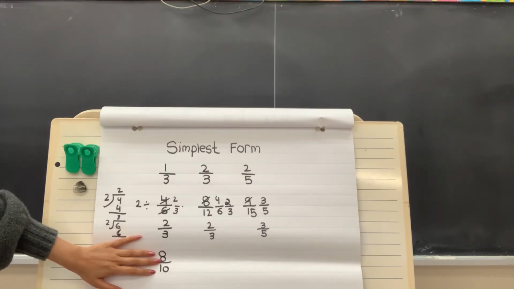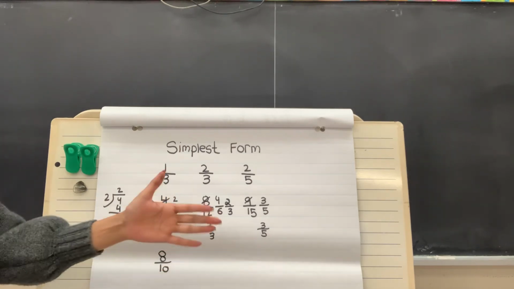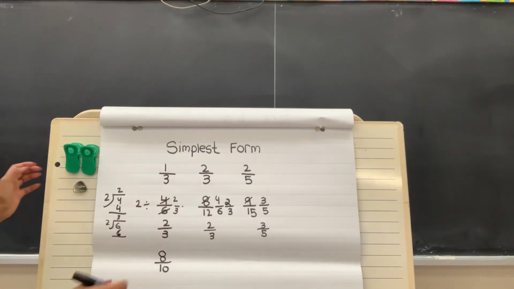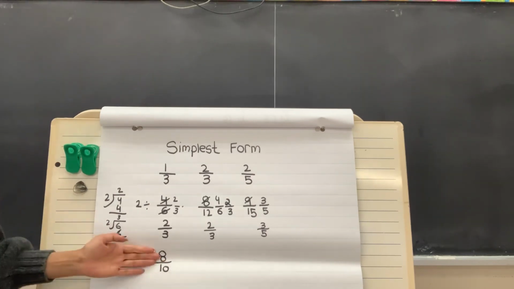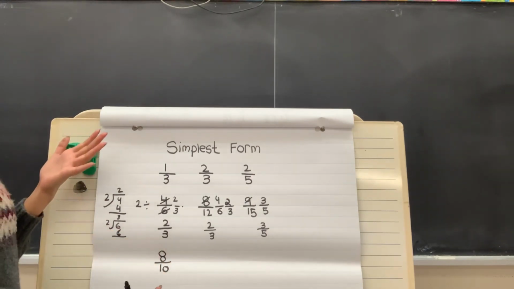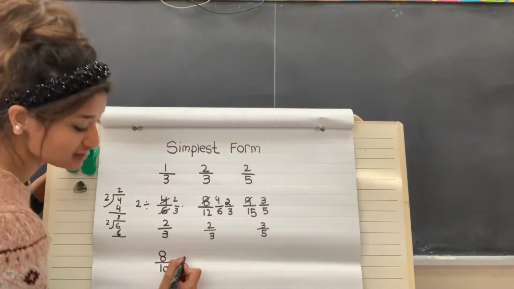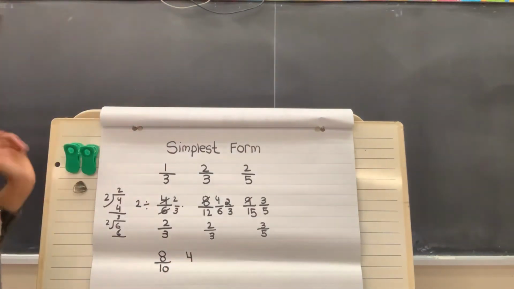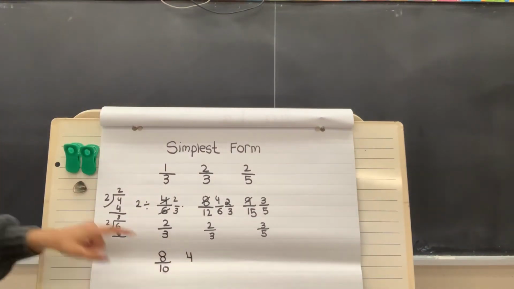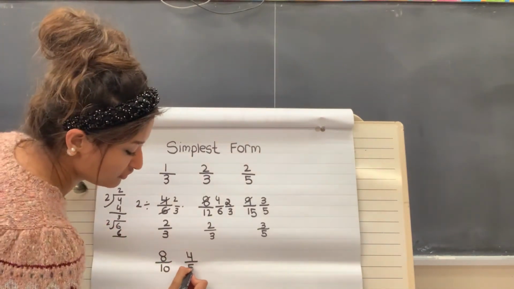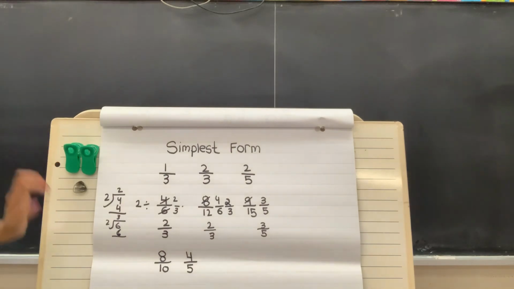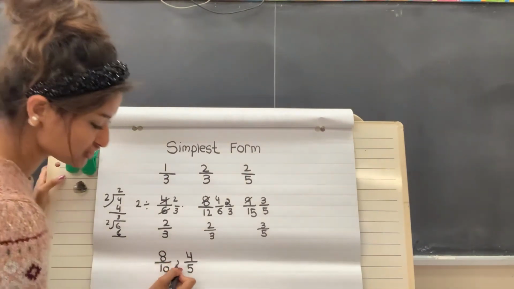And so, another easy way to simplify fractions is to ask yourself, can I break it into half? Can we break 8 into half? What's half of 8? Half of 8 is 4. Can I break my 10 into half? Absolutely. What's half of 10? 5.